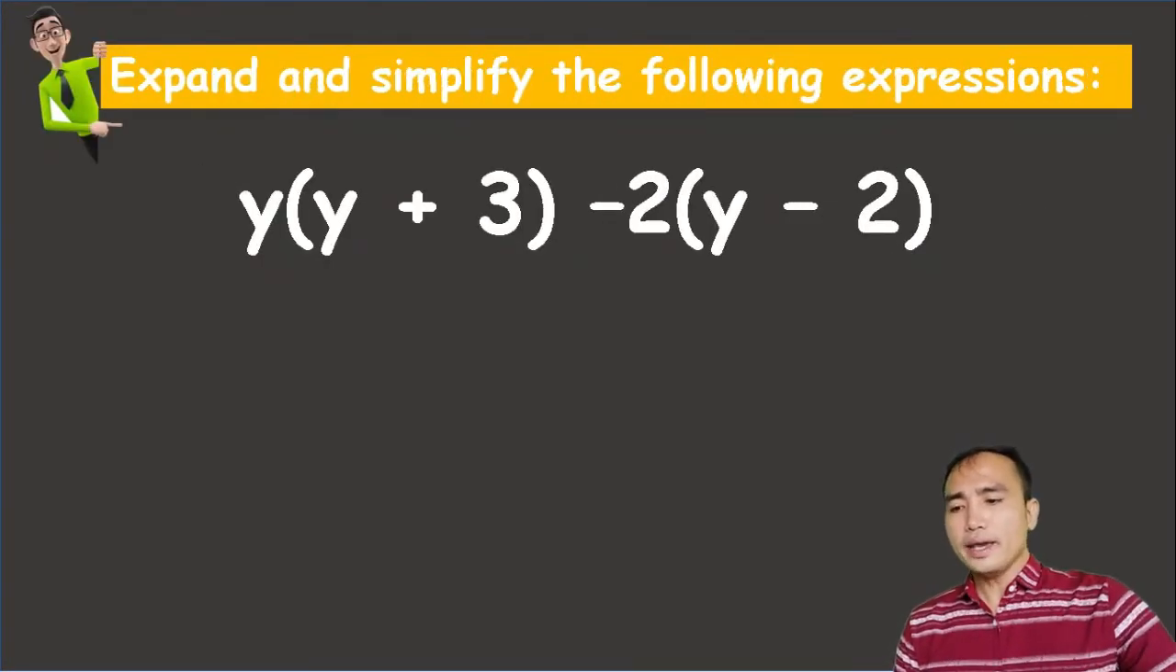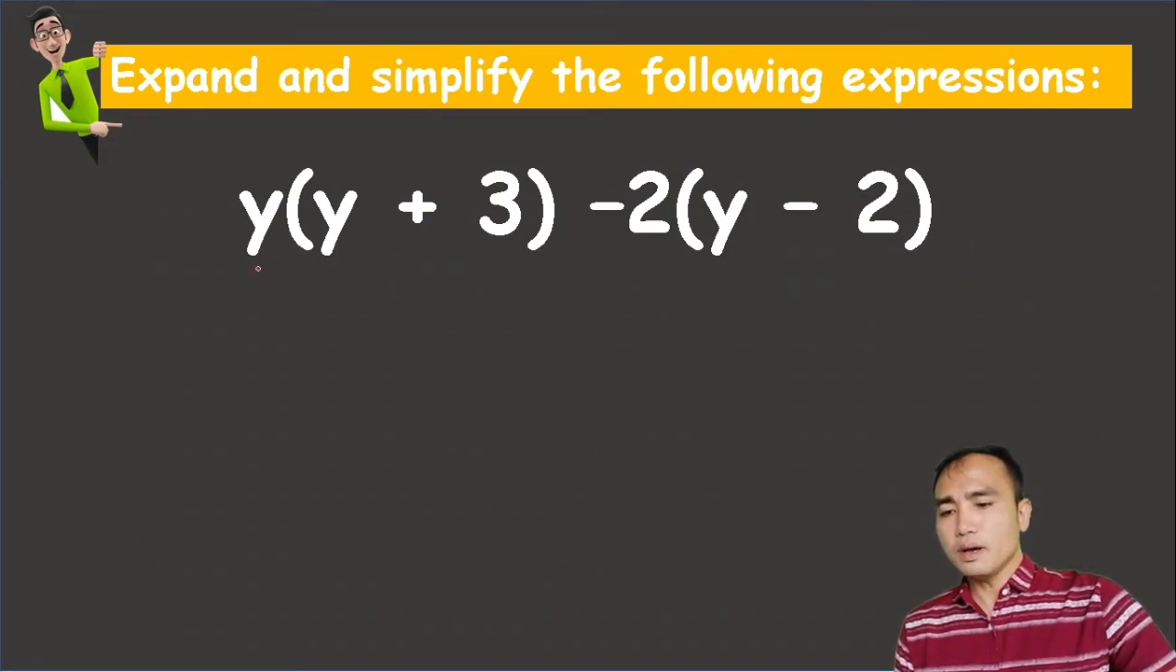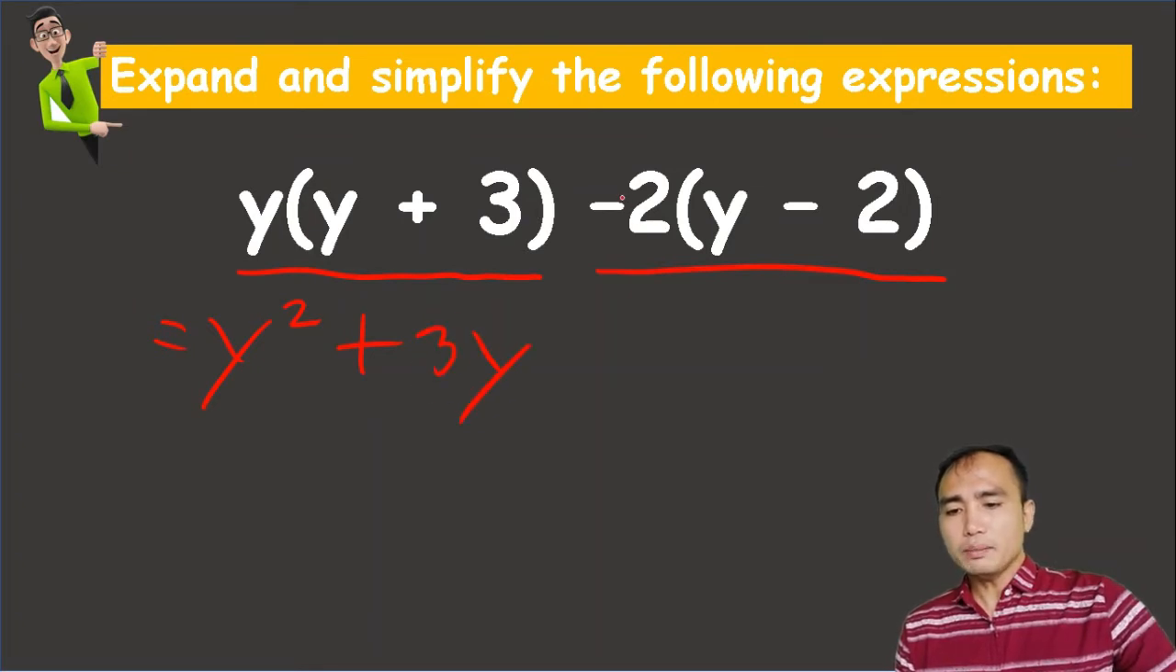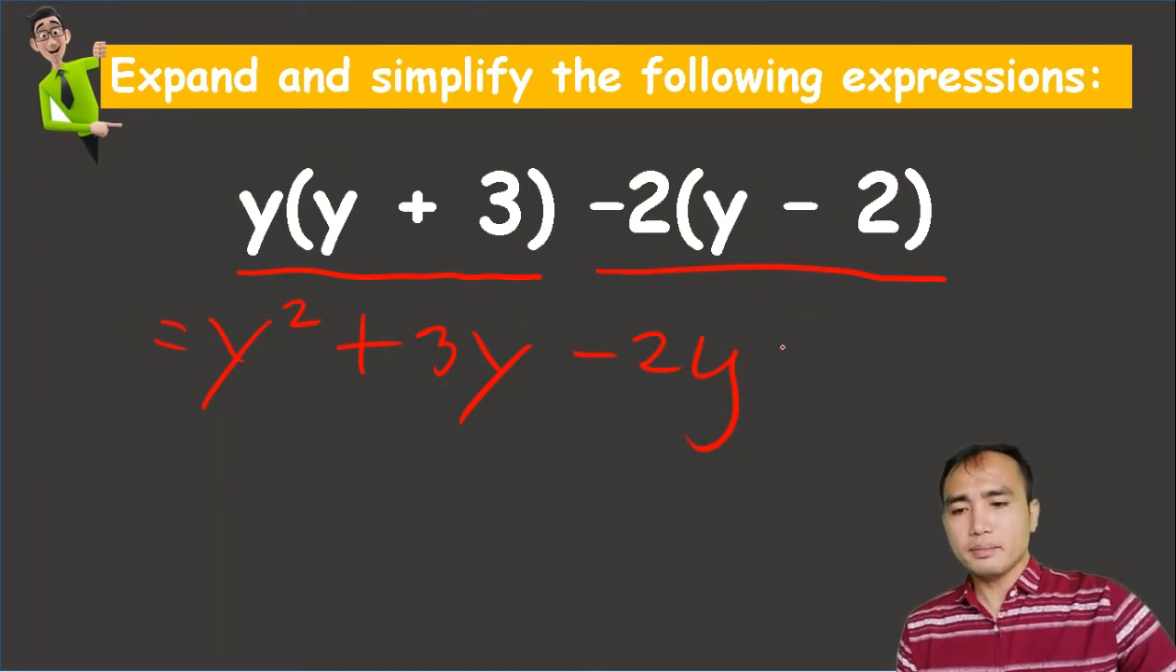Next, y times the group y plus 3 minus 2 times the group y minus 2. So first, let us simplify this group and then this group. So y times y is equal to y squared plus y times 3 is equal to 3y. Next, negative 2 times y is negative 2y, and negative 2 times negative 2 is positive 4.